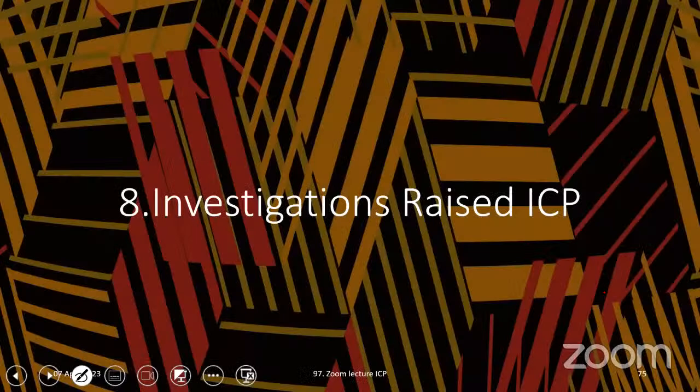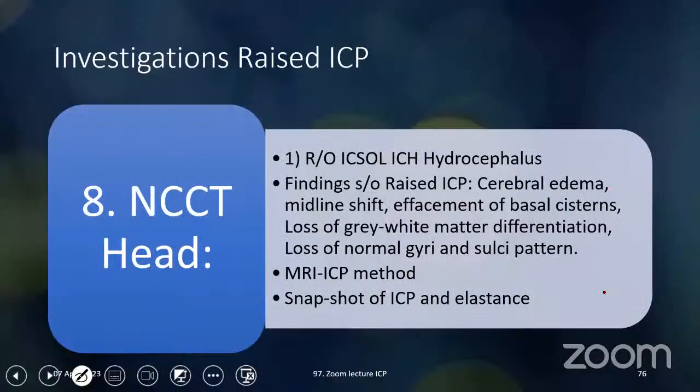So how do we investigate the ICP? There are only 2 or 3 segments more. Non-contrast CT scan is done. It rules out ICSOL, ICH, hydrocephalus. What are the findings that suggest raised ICP on CT? Cerebral edema, midline shift, effacement of basal cisterns, loss of gray-white matter differentiation, loss of normal gyral and sulcal pattern.